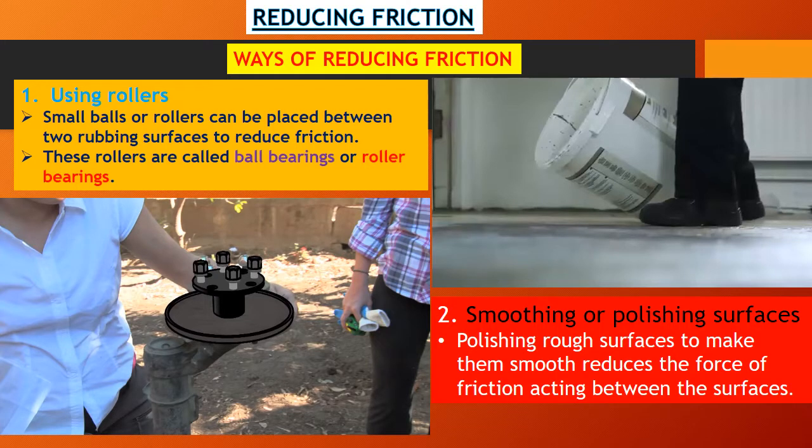2. Smoothing or polishing surfaces. Polishing rough surfaces to make them smooth reduces the force of friction acting between the surfaces.